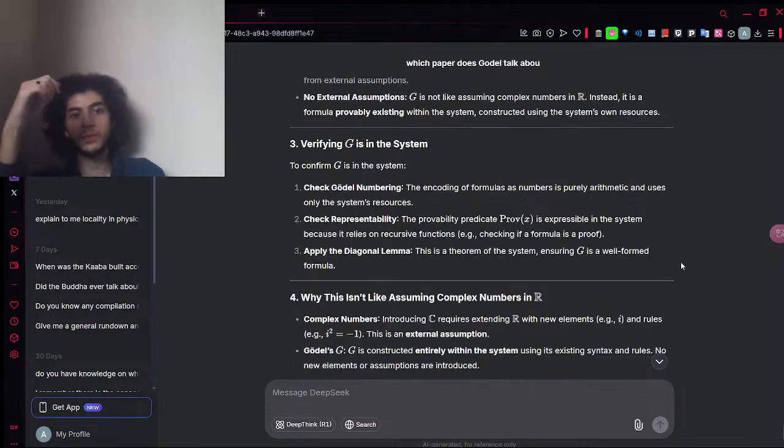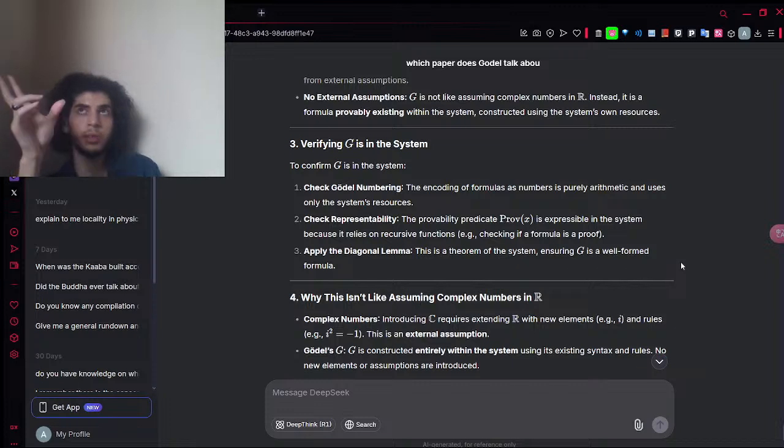Verifying G is in the system. Let's verify G is in the system. Check Gödel numbering: the encoding of formulas as numbers is purely arithmetic and uses only the system's resources. Check representability: the provability predicate, Prov(x), is accessible in the system. So to check whether G is in the system, you have to see whether Prov(x) is in the system, right? It is accessible because it relies on recursive functions.